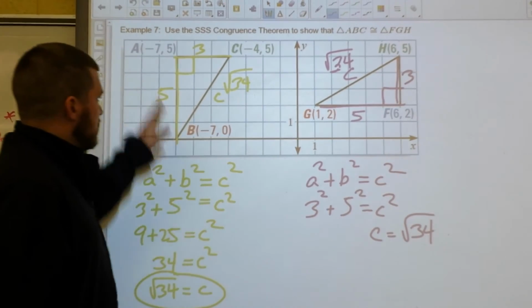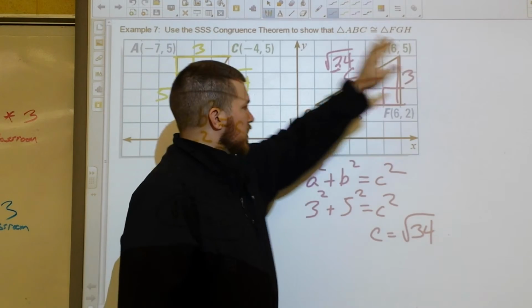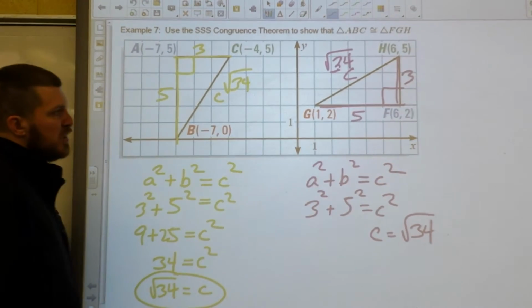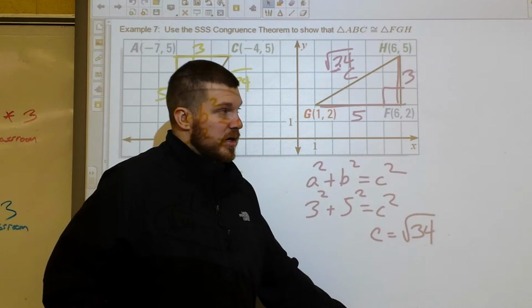So since I have a side congruent to a side, congruent to a side, that means that triangle ABC is congruent to triangle FGH. It's really that easy.